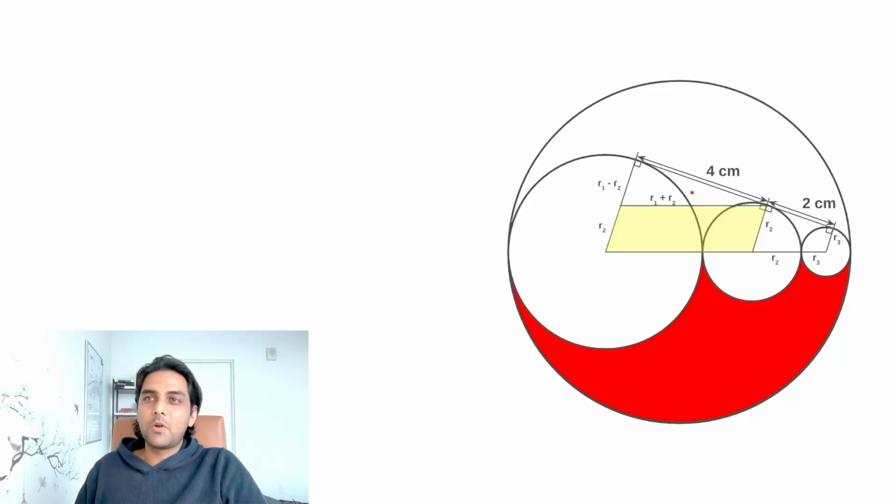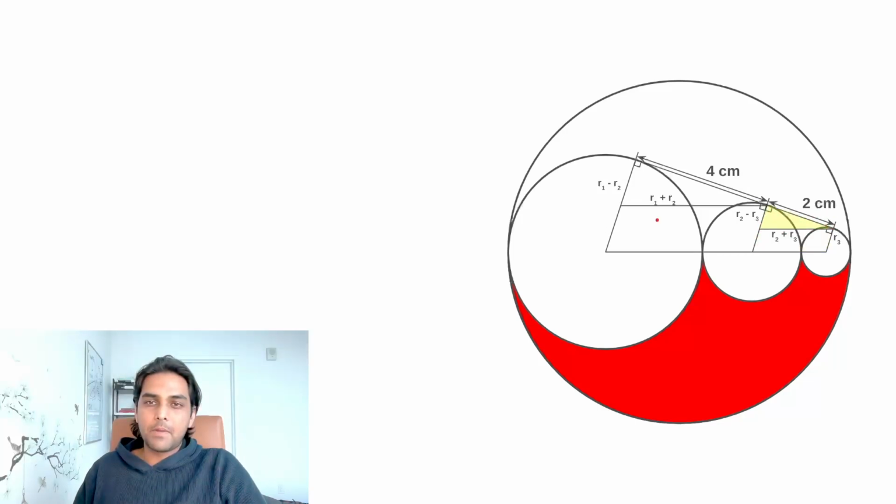Now what I actually want to focus on is this triangle here, because I want to make use of this information that the length of this tangent is 4 centimeter. We can do the same thing on this quadrilateral, and let's create another parallelogram. The bottom side of this parallelogram is going to be r2 plus r3. That means the top side is also r2 plus r3, and this side is going to be the same as this side, which is r3. Now the remaining line segment is r2 minus r3. So again, we have one more right angle triangle whose one of the sides is 2 centimeters.